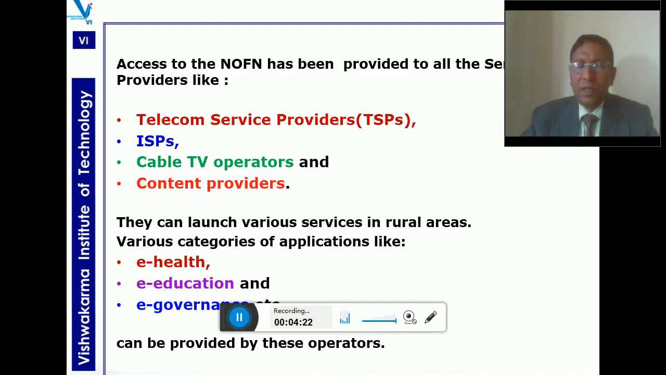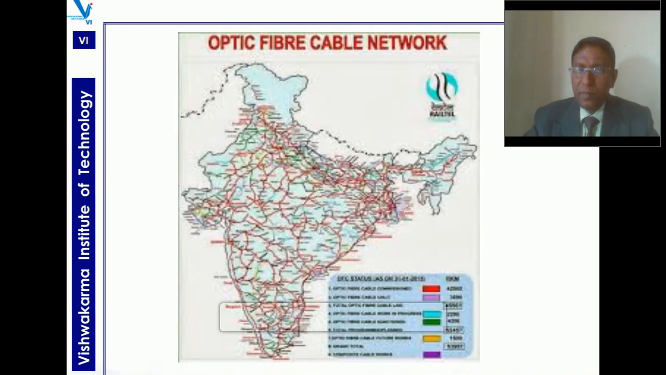The access to NOFN has been provided to all the service providers like telecom service providers, internet service providers, cable TV operators, and content providers. They can launch a variety of programs and services in the rural areas like e-health, e-education, and e-governance. This is the fiber optic network in India, which is covering the entire country.